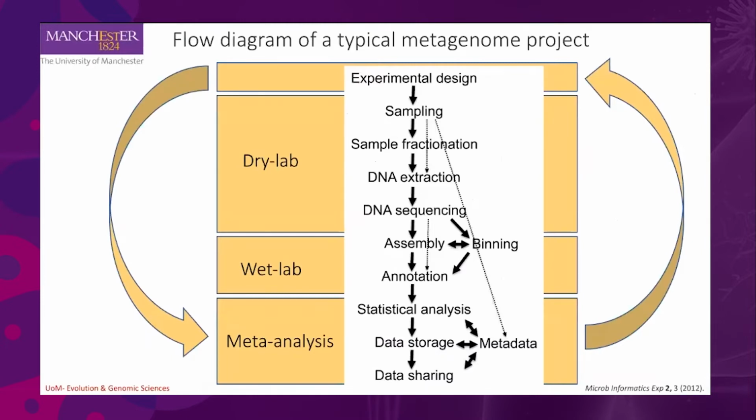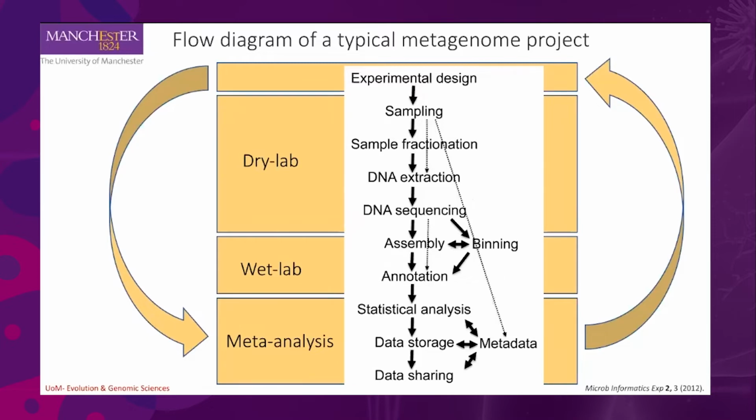So in this slide, we have a typical flow diagram of a metagenomic project. Actually, these are only very basic steps. The actual pipeline is quite bigger than this one. So everything starts with experimental design. Then we go into the dry lab procedures, which include the sampling, the fractionation of the sample, DNA extraction and RNA extraction, and of course, sequencing.